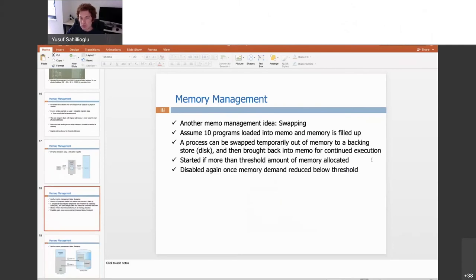Let's talk about another memory management idea. So far we have seen one idea where I move a given process directly into memory as one block. Now in swapping, assume 10 programs are loaded into memory and memory is filled up. It can happen. A process can be swapped temporarily out of memory to a backing storage like a disk, and then brought back into memory for continued execution. So we are having some swapping because of the lack of space in memory. This is started if more than a threshold amount of memory is allocated. So you don't trigger this at all times. And once you have a lot of memory at your disposal, then you disable this swapping action.